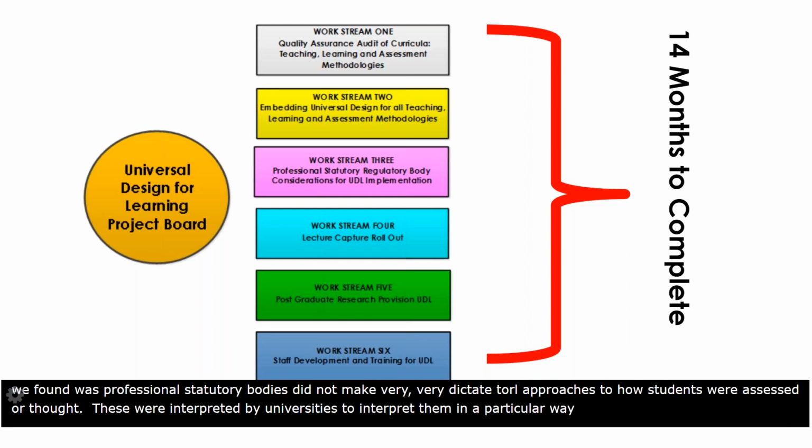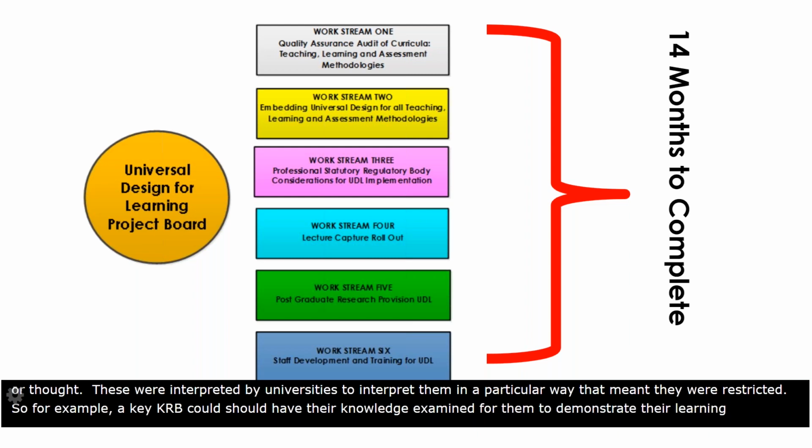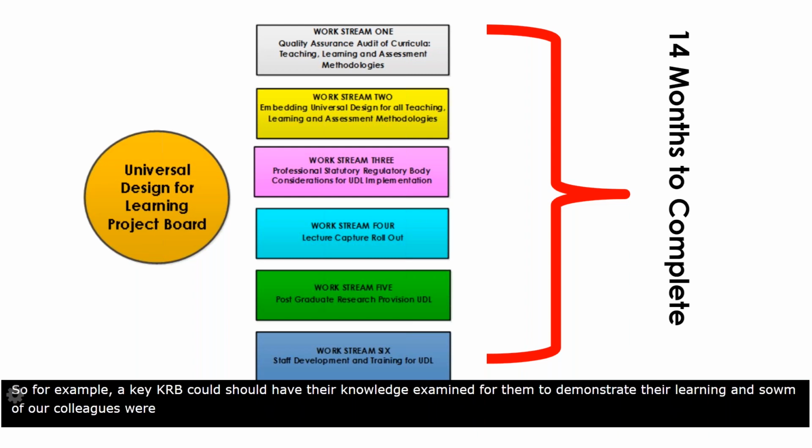So, for example, a PSRB could say students should have their knowledge examined for them to be able to demonstrate their learning. And some of our colleagues were interpreting this examination as an unseen exam. Rather than their examination of their knowledge could be achieved through, for example, a discussion, a role play, a viva, a written report, rather than an exam.